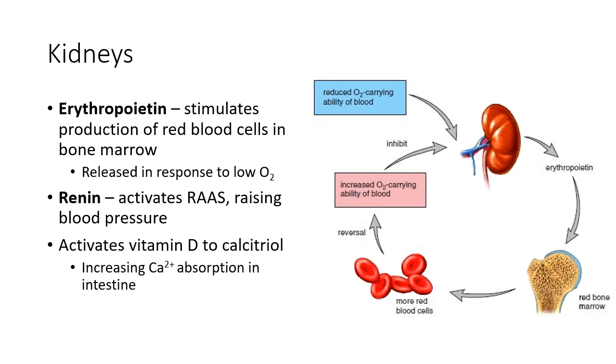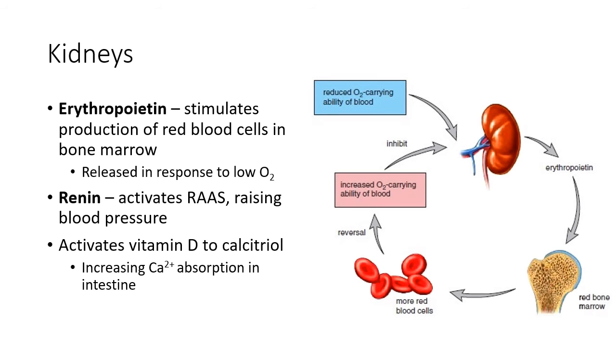Then you also have erythropoietin. Erythropoietin is the hormone that causes red blood cells to be produced in the bone marrow. So the bone marrow is where all of your blood cells are made. Also, a lot of other types of cells are made in the bone marrow. And erythropoietin is specifically stimulating the production of red blood cells.